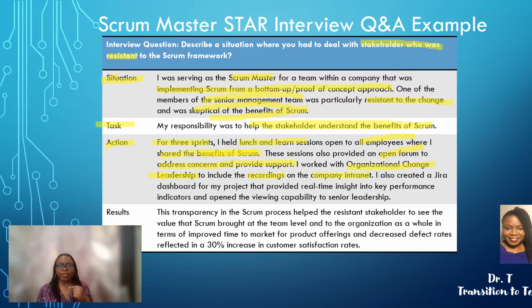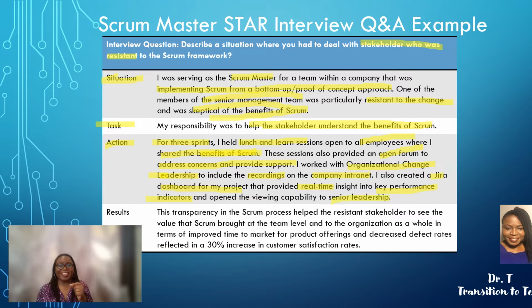You also created a Jira dashboard for your project, because remember, you not only had this role of educating the senior manager, but you also needed to function in your role, which was to develop a solution using the Scrum framework. So your team was using Jira, and you used the dashboard to provide real-time insight into key performance indicators. And you opened it up to all of senior leadership to see what you and your team was doing.